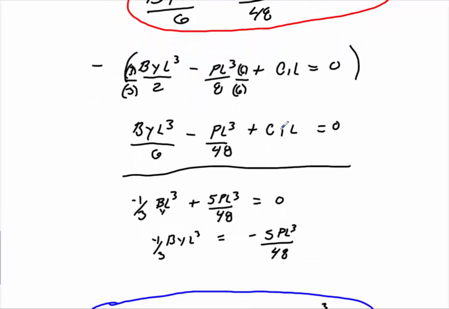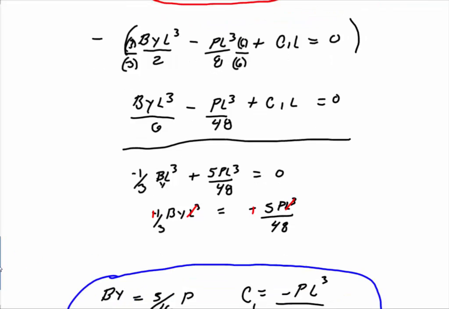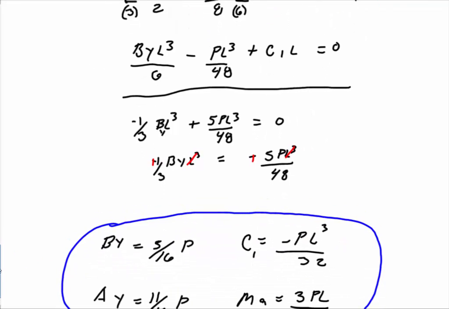And as stated, I lost my C1s, and I get 1 minus 1/3 BY L cubed plus 5 P L cubed over 48. Move this to the other side. Here I'll get my negatives, so my negatives are going to cancel out. My L cubes will cancel out here and here. And then multiply everything by 3. That's going to give me 15 over 48, which is going to reduce to solving BY equal to 5/16 P.